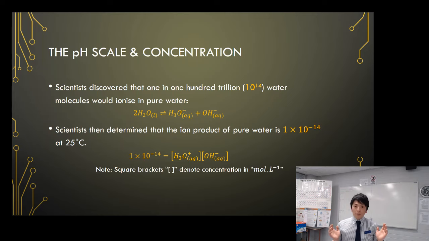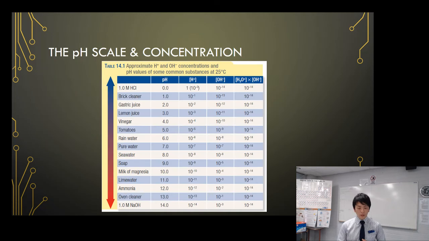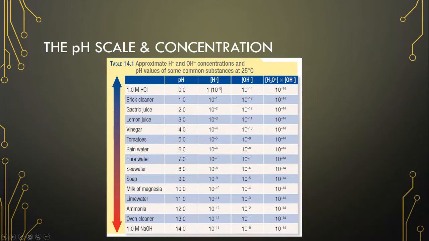You might have noticed that there are square brackets around those symbols of species. The square brackets mean moles per liter. On the next diagram, I'll zoom in a bit. What you can see is the approximate H+ and OH- concentration and pH values of some common substances.